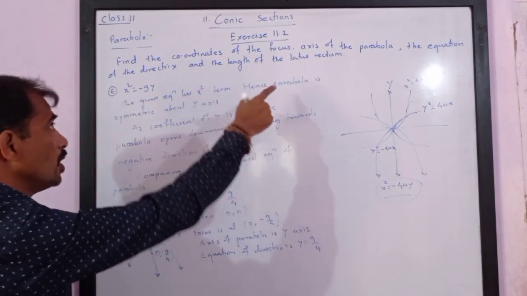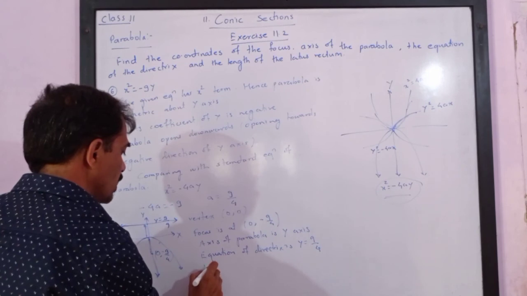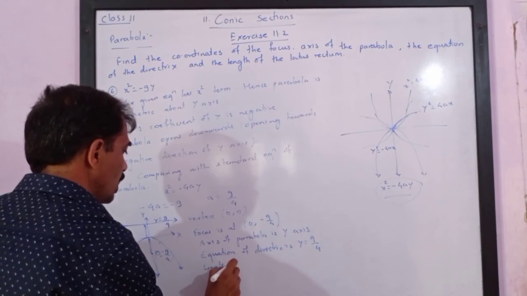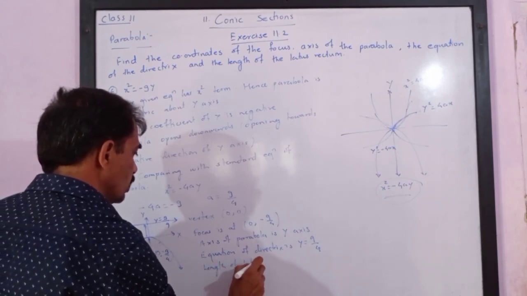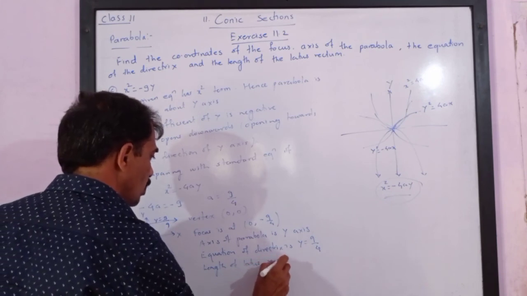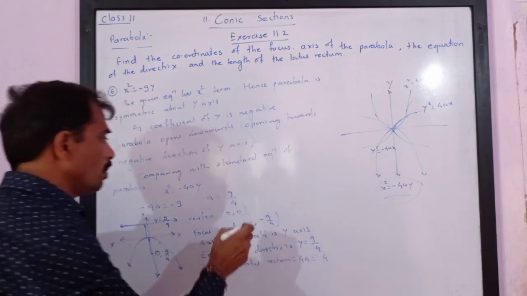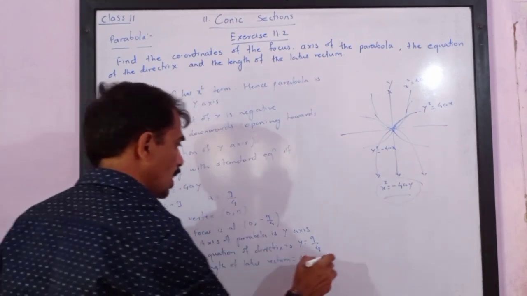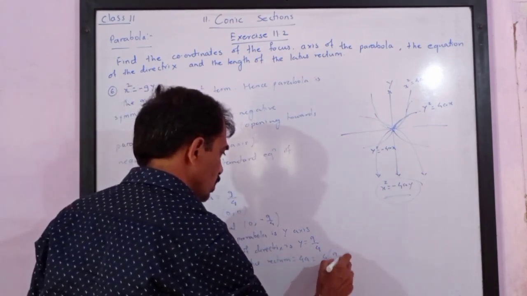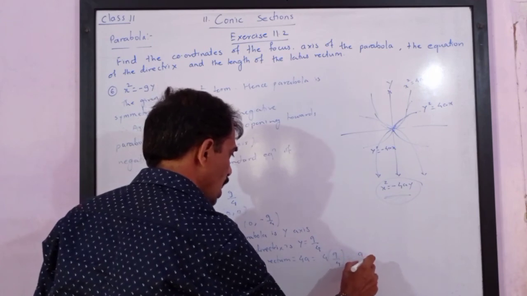And the last point, we are asked to find the length of the latus rectum. Length of the latus rectum is equal to 4a. That is equal to 4 multiplied by a, which is 9 upon 4. So that is equal to 9 units.